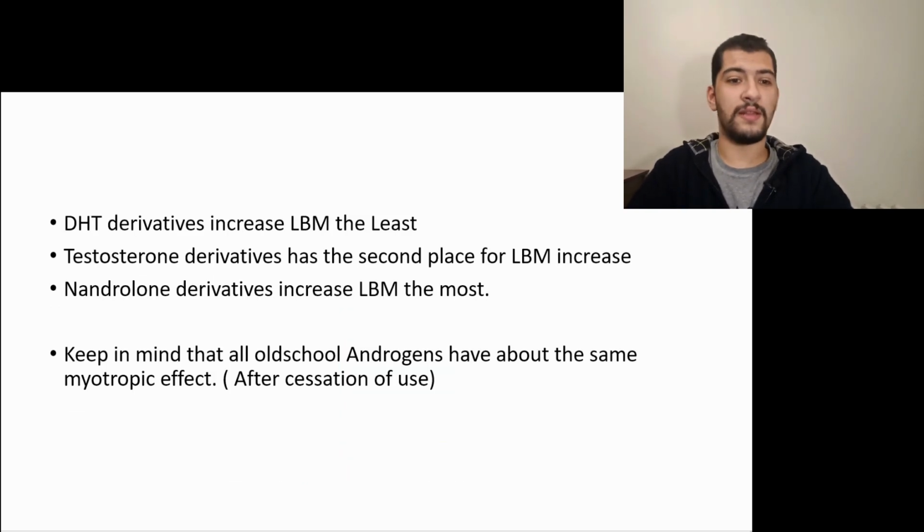So, as I've said, DHT derivatives increase the lean body mass the least. Testosterone derivatives have second place for lean body mass increases, and nandrolone derivatives increase lean body mass the most. As I've said previously, keep in mind that all androgens have about the same myotropic effects, roughly. After you stop taking them and the body weight drops, the lean body mass gains you see are about the same actually.